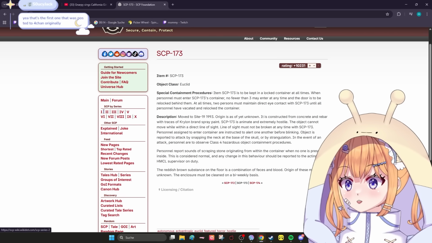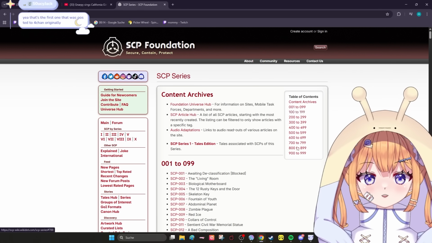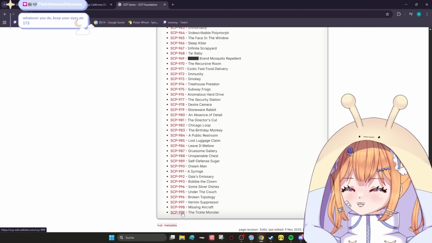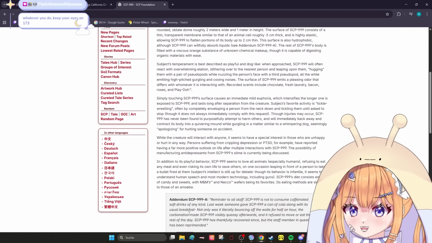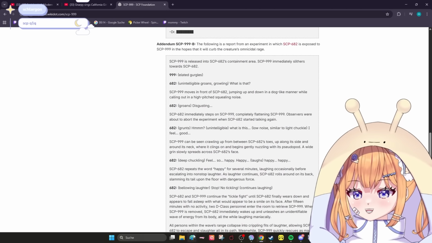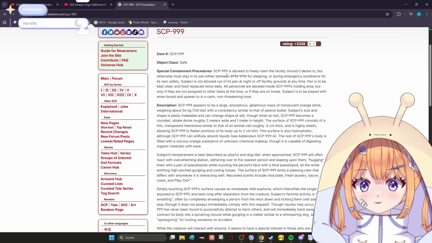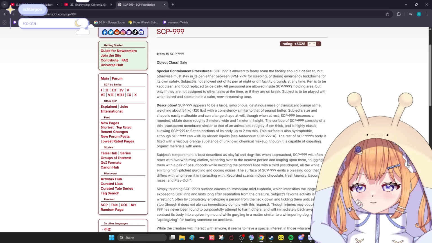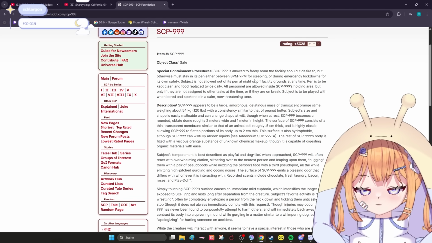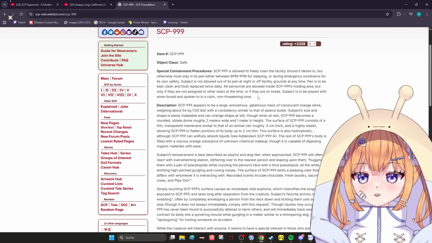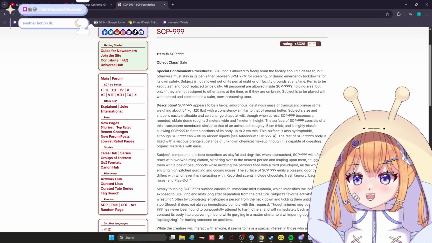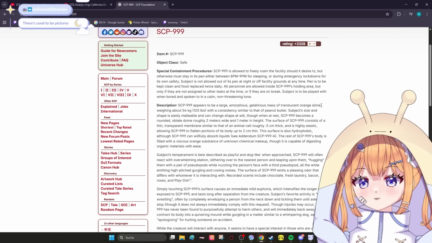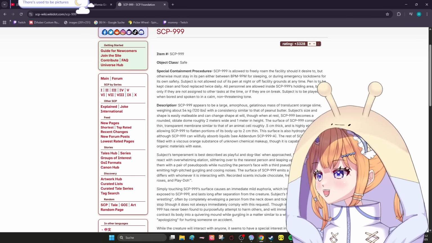Okay. Wait, and 999 is the cute one, right? The tickle monster. Oh, there are no pictures in here, which is kind of sad. SCP-999 is allowed to freely roam in the facility should it desire to, but otherwise must stay in its pen between 8 to 9 p.m. for sleeping. It only sleeps for 1 hour? SCP-999 appears to be a large amorphous gelatinous mass of translucent orange slime. Yeah, I've seen the art.